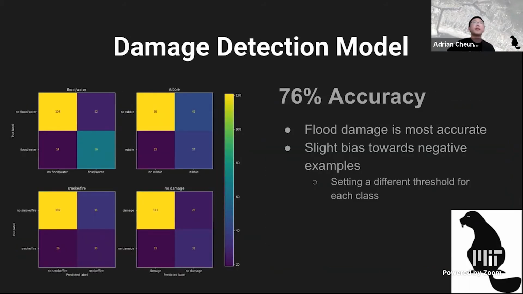Our final test accuracy was 76% after around 8 hours of training, and the confusion matrix is shown on the left. Even accounting for the uneven labels, there was a slight bias towards negative examples. One potential solution to this is adjusting the probability thresholds right before making predictions separately for each class, either manually or using an optimizer.